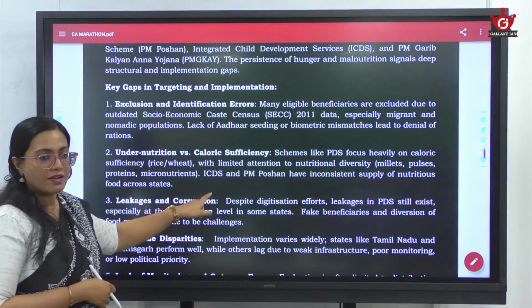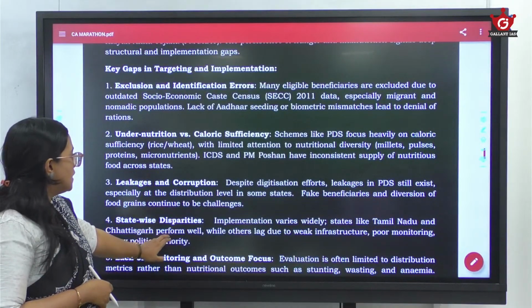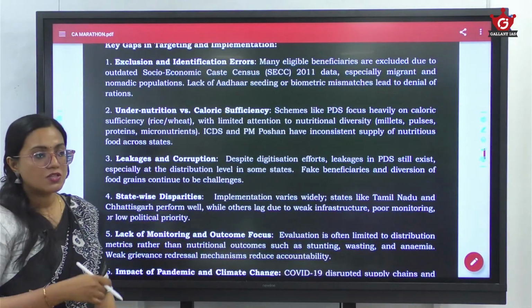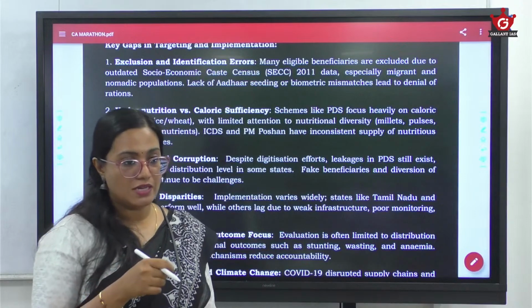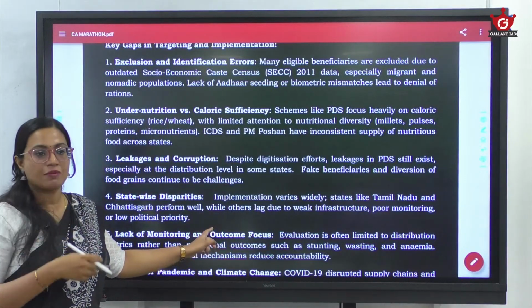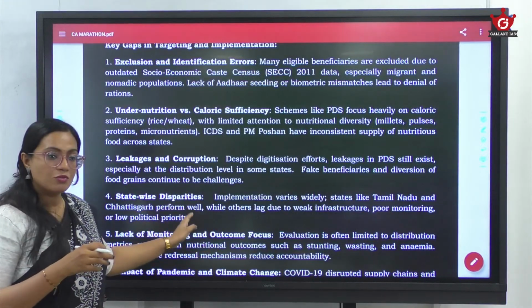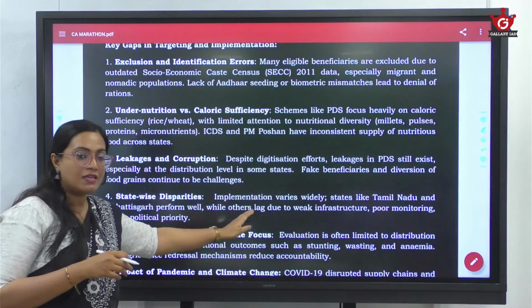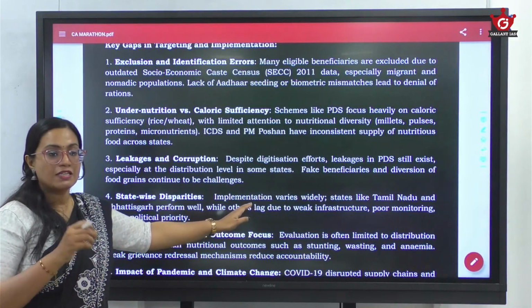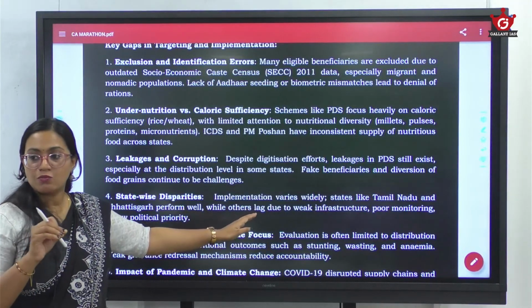One is exclusion and identification. There is undernutrition, which is calorific sufficiency, leakages and corruption. So when you are writing it in bullets, if you are able to provide a heading like this, it will be easy for the examiner to know what the paragraph or statement is about. And especially when you are writing it in bullets, remember to explain it in 1 or 2 sentences. Never just give a point as such. Please explain it in 1 or 2 sentences.